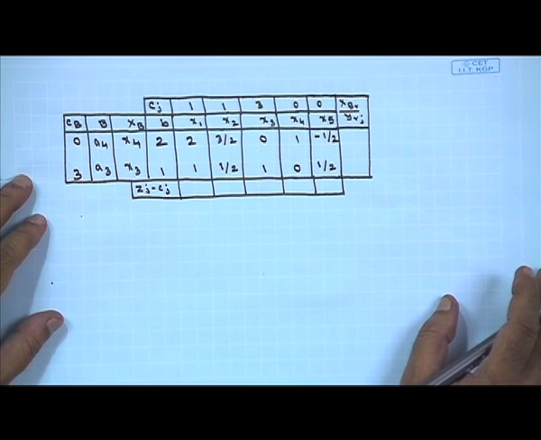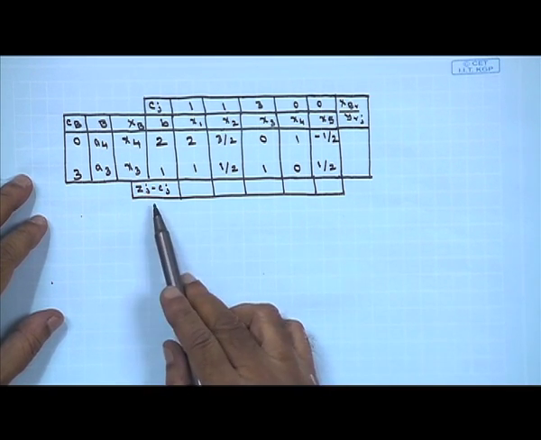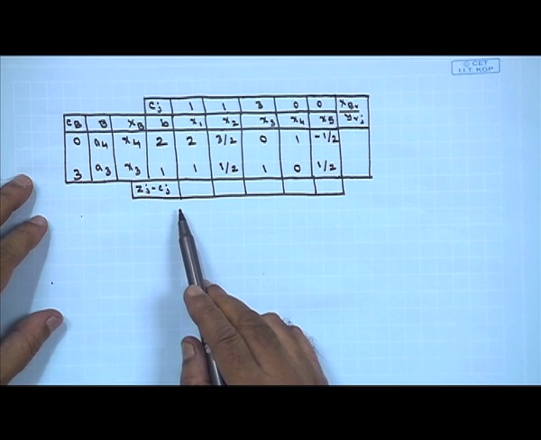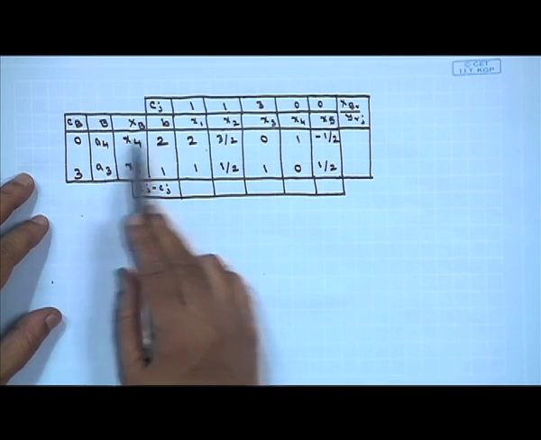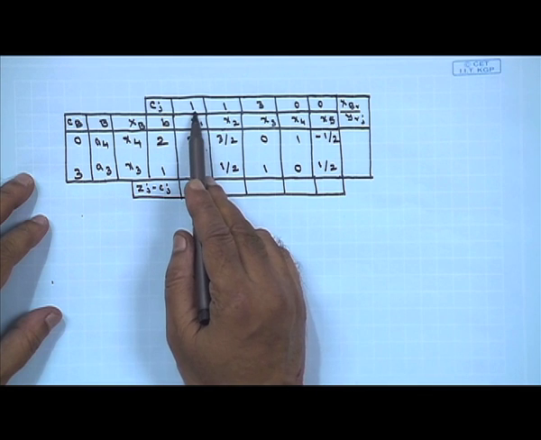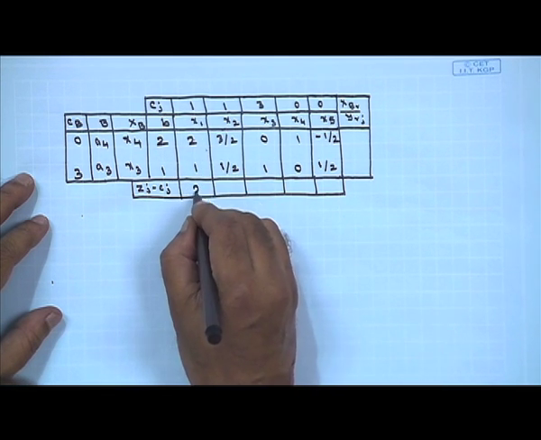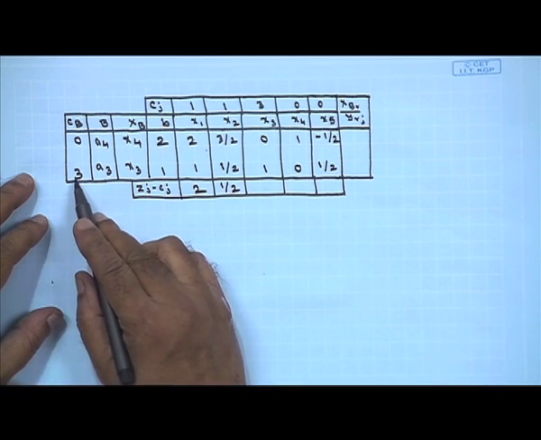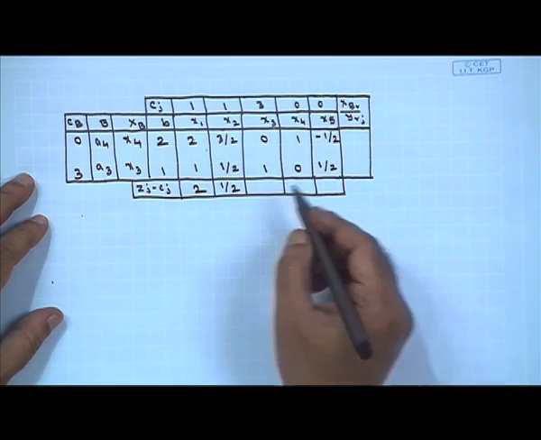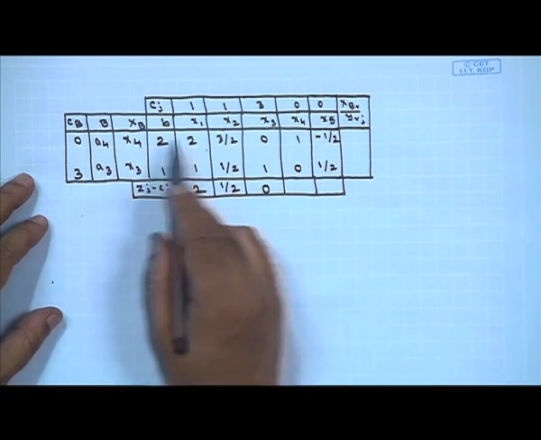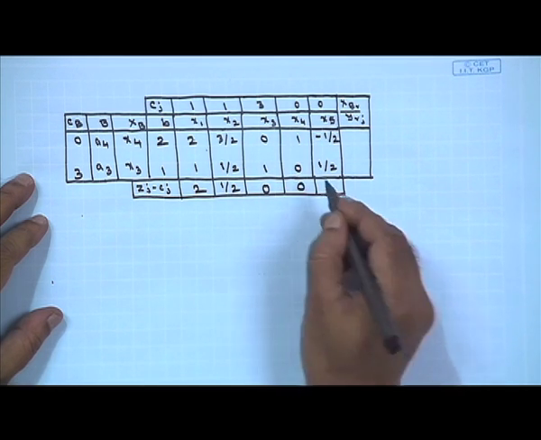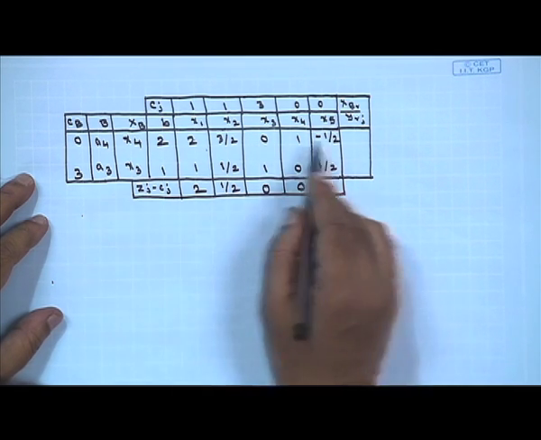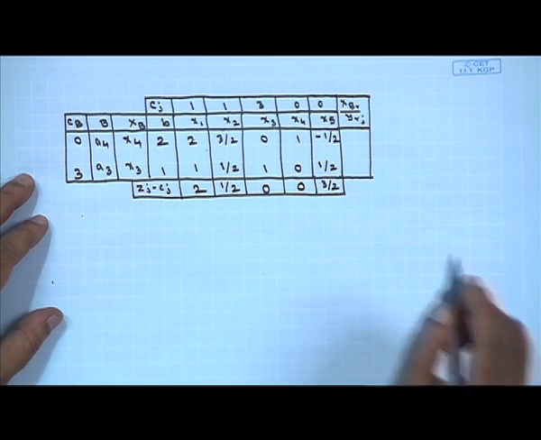Now, like the previous time, we have to calculate the reduced cost value, that is Zj minus Cj. For the first case, it is 0 into 2 plus 3 into 1 minus 1. That means, 3 minus 1, this is 2. Similarly, for the second case it will be half, for the third column 3 minus 3 it is 0, for this one 0 minus 0 it will be 0, and for this case it is 3 by 2, this is 0 minus 0. So, this is 3 by 2.